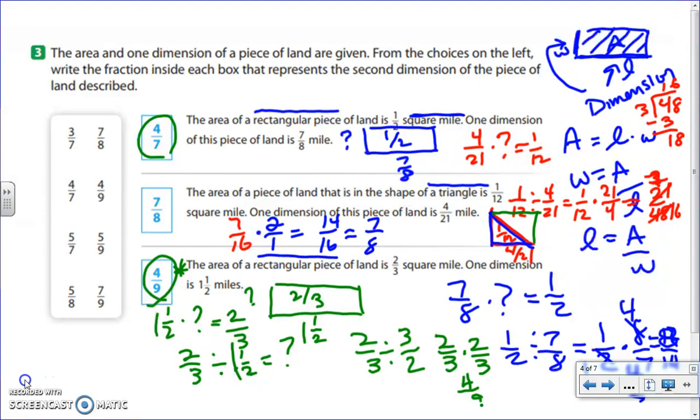14/16 is really 7/8. That is a tough one. So if you got that one, nice job. I guess I should say one more thing about the area of a triangle.